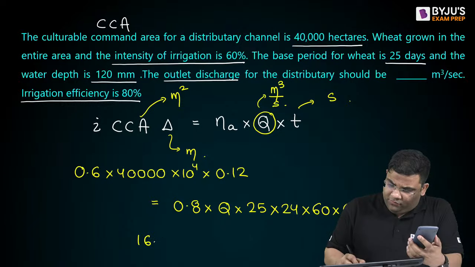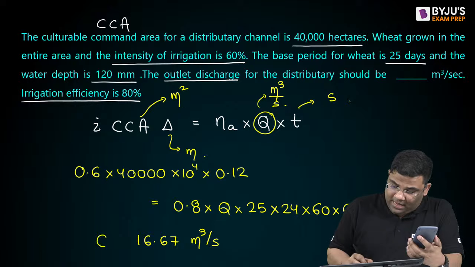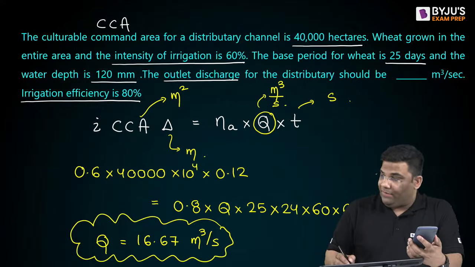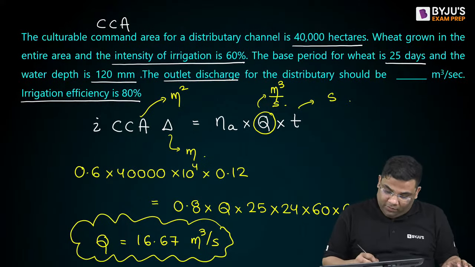Why are you not able to find this answer? What is happening? Nobody is solving. Everybody is sleeping in the class. When you wake up, write down the answer, then I will move to the next question. Why are you not able to solve this very straightforward question?